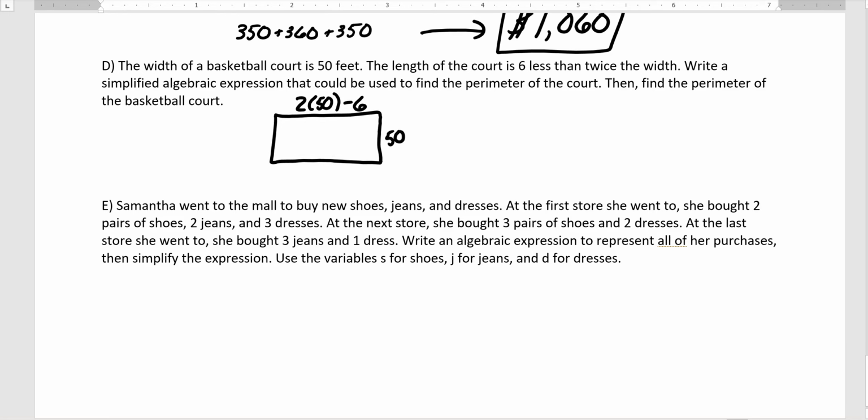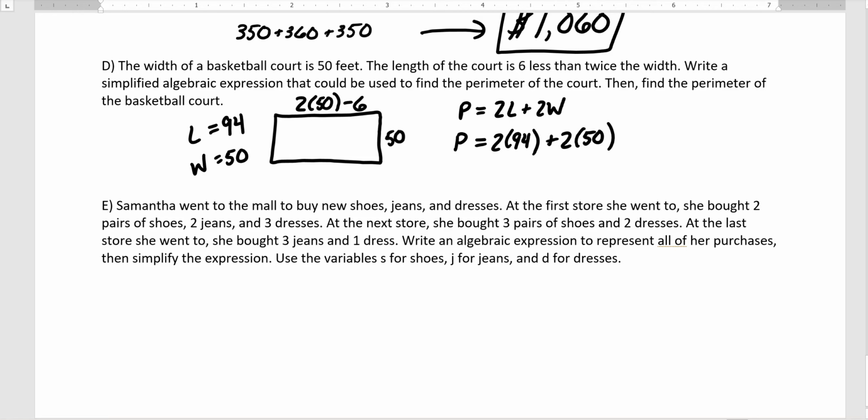All right, now find the perimeter. Perimeter equals twice the length plus twice the width. So we need to figure out what this length is first. So 2 times 50 is 100. 100 minus 6 would be 94. The width is 50. I can plug those values in. So I'd get P equals 2 times 94 plus 2 times 50.